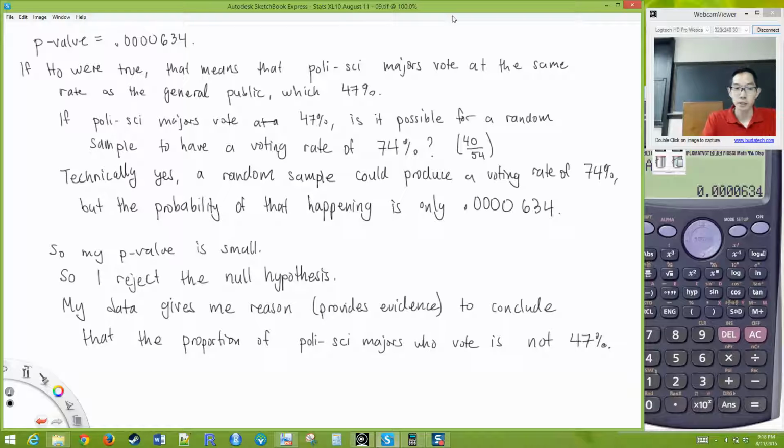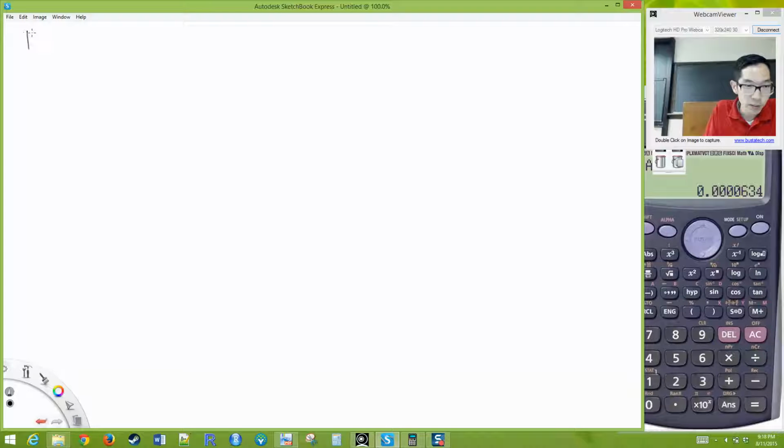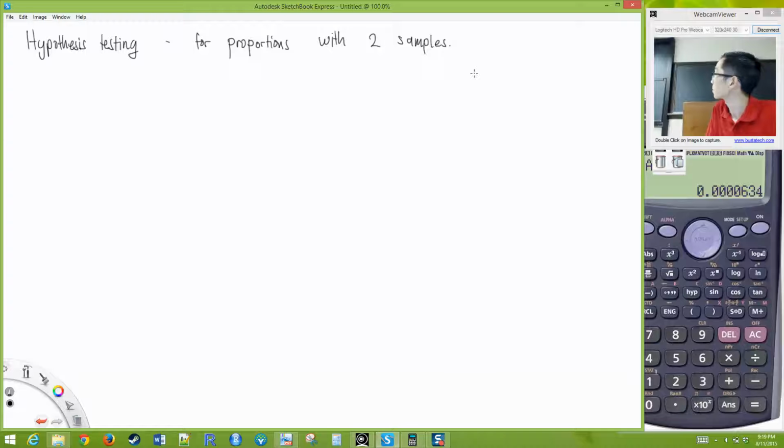All right, so we're going to continue, and this is hypothesis testing. Again, it's still for proportions, but now we have two samples. So it's hypothesis testing for proportions with two samples. And our research question is now asking, does this group have the same proportion as this other group? We have two groups, and so we have two samples, we're going to have two proportions.